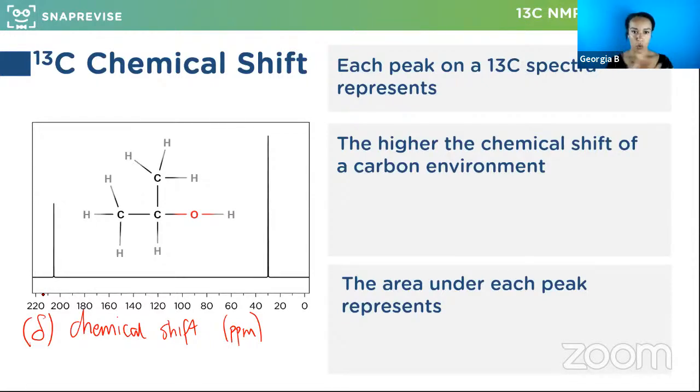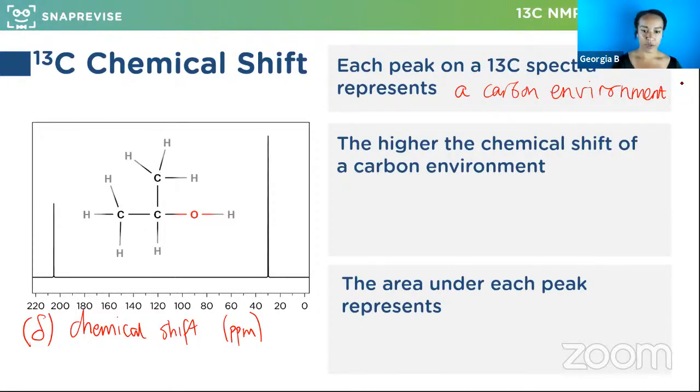Cool, so does anyone know what each peak represents? What's it telling us? Fragment's not a bad guess, but it's not quite right. Yeah, environments. Okay, so each peak represents a carbon environment. And I know you haven't come across carbon environments before, so don't panic. Each peak is going to represent a carbon environment. The carbon environment is about what kinds of atoms, what kind of elements are around that carbon. That's the kind of thing that tells you about the carbon environment.